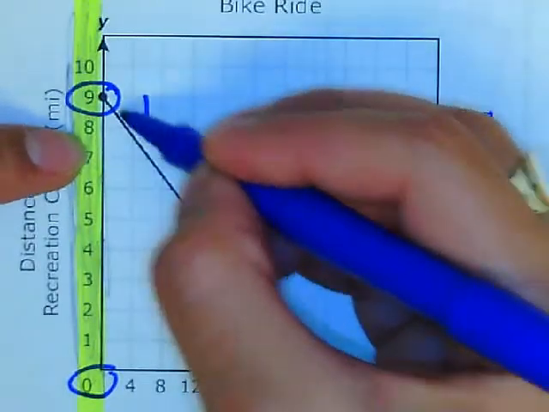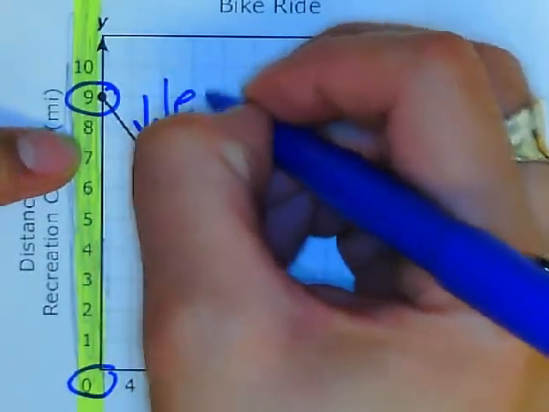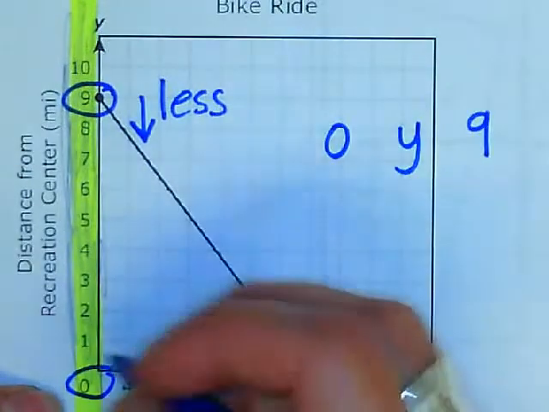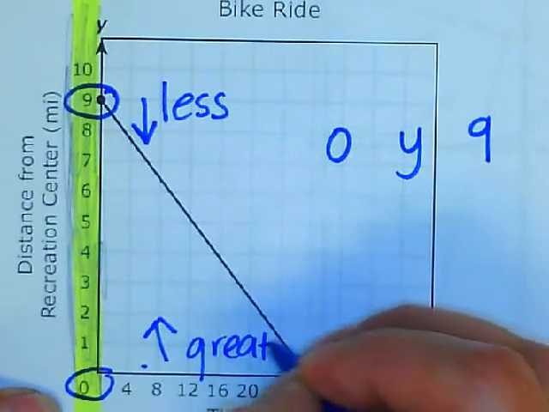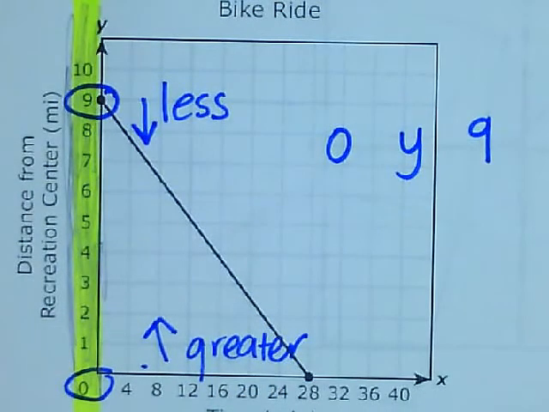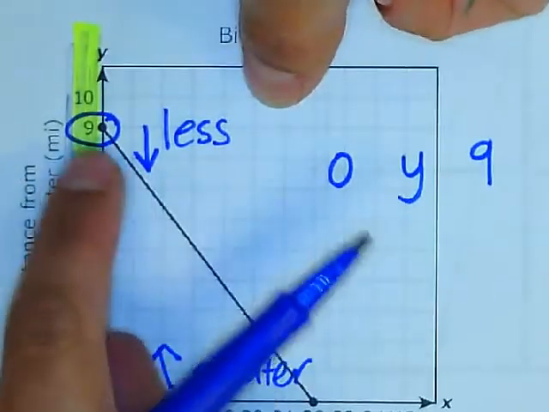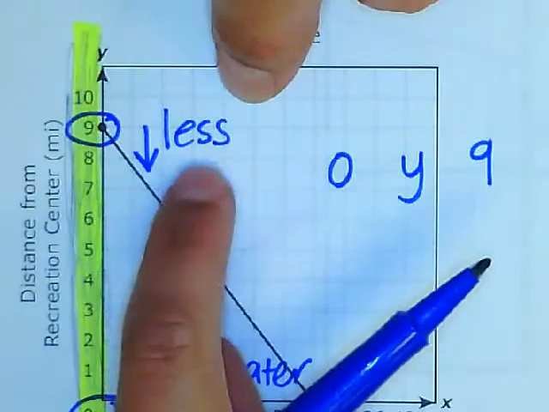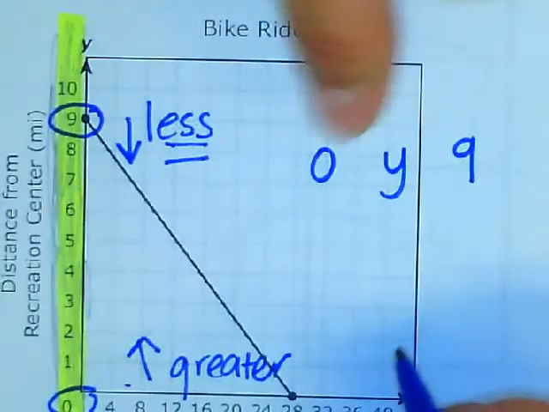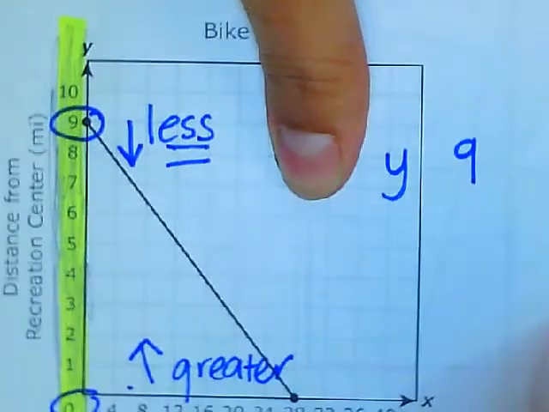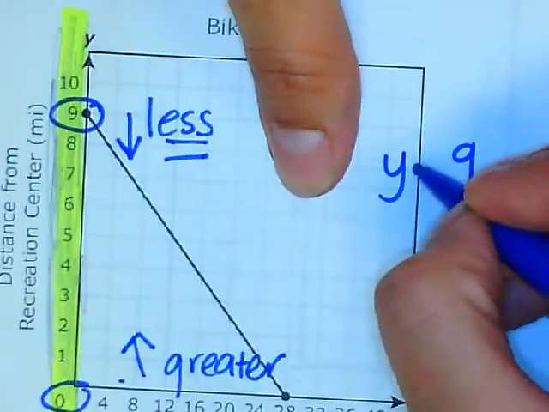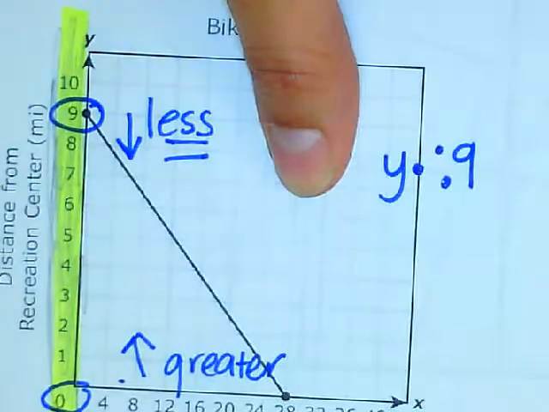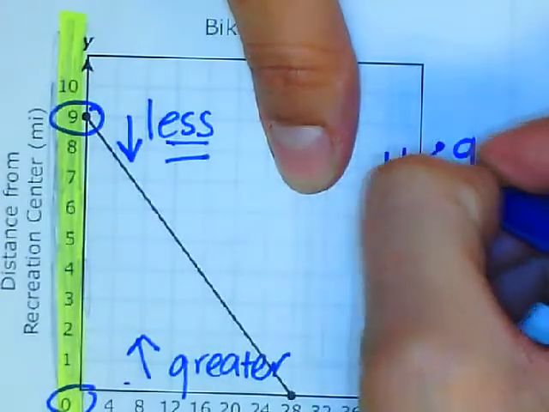From 9, this drawing goes down, so I know it's going to be less. From 0, the line goes up, so it's going to be greater. So down is less, up is greater. Okay? So again, between the y and the 9, y is less than 9. When y is less, y loses, so it gets 1 cookie, and 9 gets 2 cookies. Okay, so here's my inequality.